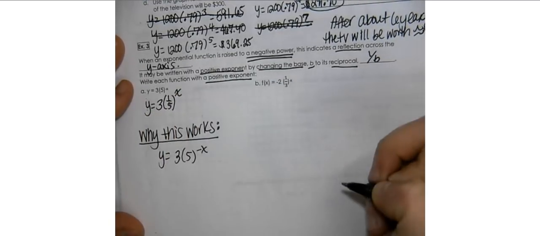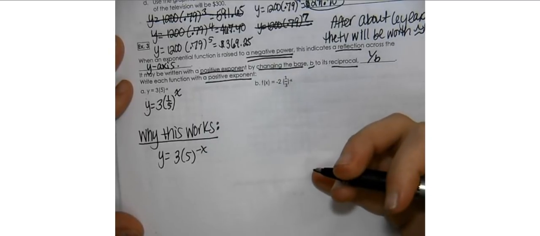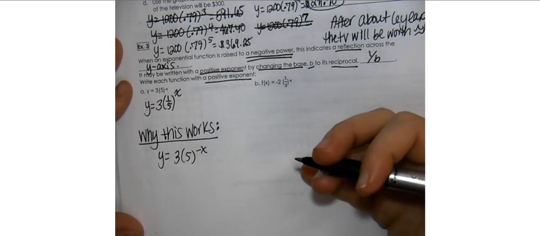Now before I go on to letter B, let me explain how this works and why this works. Otherwise you're going to be lost. So this is why this works. Number 1, we are starting with y is equal to 3 times 5 to the negative x power. What we know about negative exponents is that you're not allowed to have a negative exponent. So I'm going to rewrite this as 3 times 5 over 1, and I'm going to raise this to the negative x power.